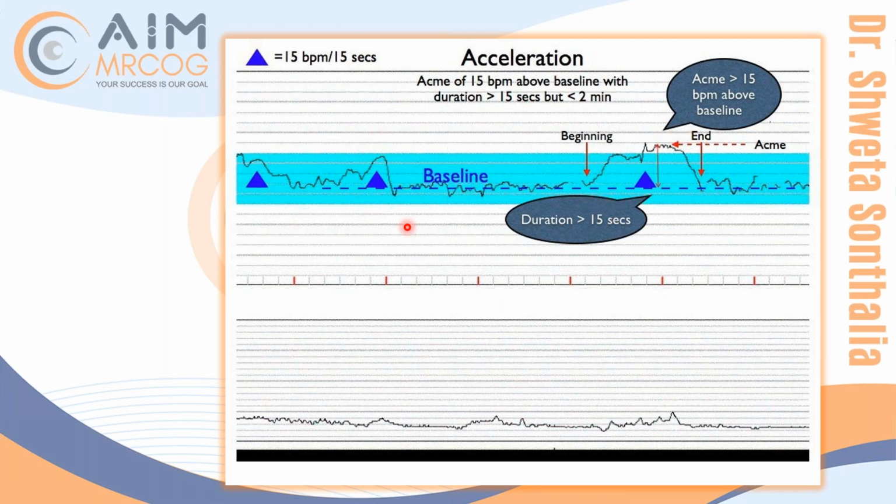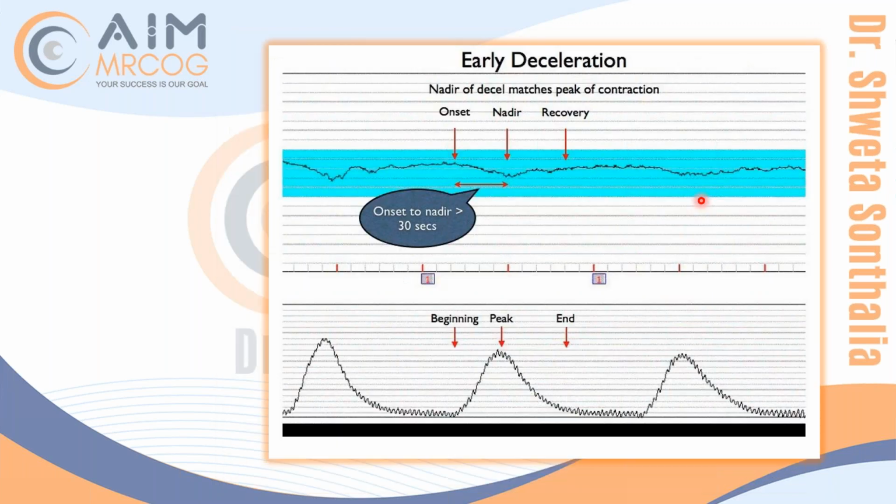Usually it looks like this. It should start from the baseline and it should end at the baseline. That is very important. The acceleration should start at the baseline and end at the baseline is what you're looking for. So this is how it looks like, starting at the baseline, going up, coming back to the baseline, right? So this is how acceleration looks like.